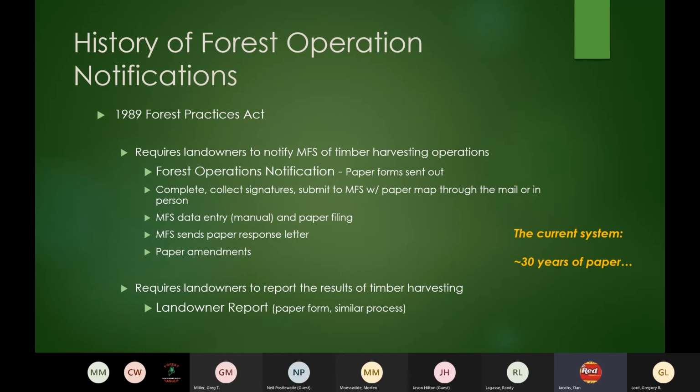For the past 30 or so years, we have been using paper for this system. So essentially everybody that is conducting a harvest operation is required to submit a notification to the state. There are some exemptions to this requirement that you can look up in Maine Forest Service Rule Chapter 26. But for the past 30 plus years, this process has been done on paper. Any changes to the harvest, the amendment process, has been on paper, and the required year-end landowner reports have been on paper. So we've been dealing with a lot of paper over the past 30 years.